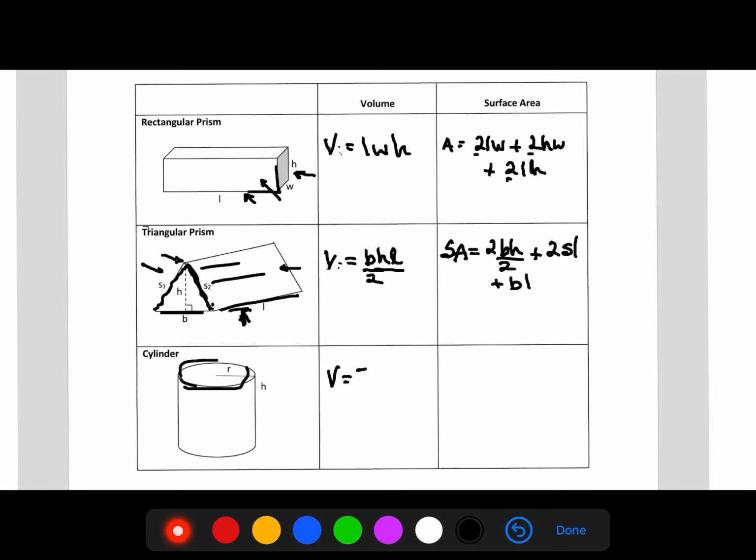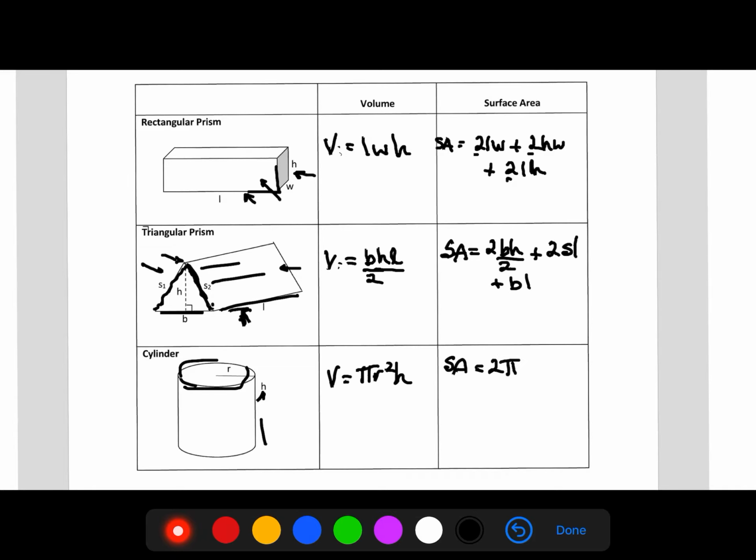We have volume for a cylinder is the area of the base, which is a circle. So pi r squared is the area of our base, and we multiply by height to fill that all in.